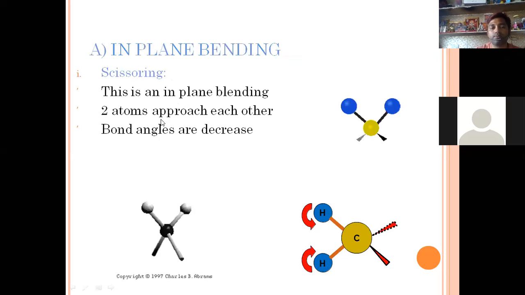In-plane bending, the first one, scissoring. We can see here, two atoms approach each other. Bond angles decrease, they come together. They are not decreasing or increasing, they are approaching each other. In this case, the bond angle decreases and increases.